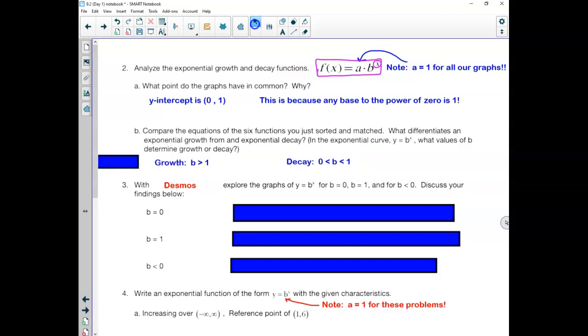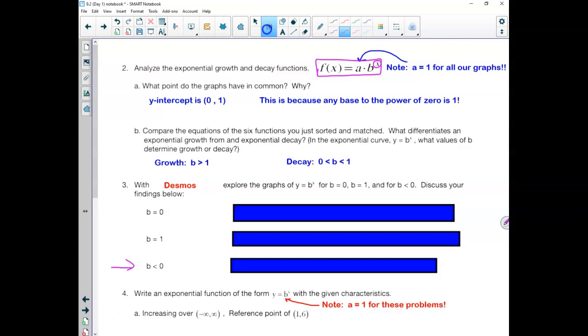How about the decays? Well, our b value was between 0 and 1. Not an absolute value of b. b cannot be negative and still be an exponential function. And we're going to see that right down here, okay? We'll see that in a minute. But decay is always between 0 and 1. The closer that fraction is to the number 1, the slower it's going to decay. The closer it is to 0, the faster it's going to decay. So it's just kind of backwards of what you usually think, okay?